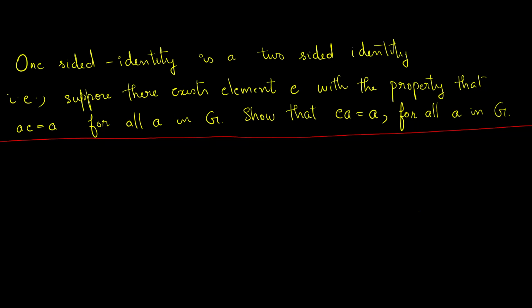So in this question, we are asked to prove that a one-sided identity is a two-sided identity. First, let's understand what we mean by a one-sided identity and a two-sided identity. So in the definition of a group, what do we say?